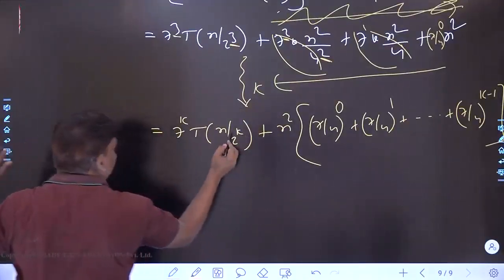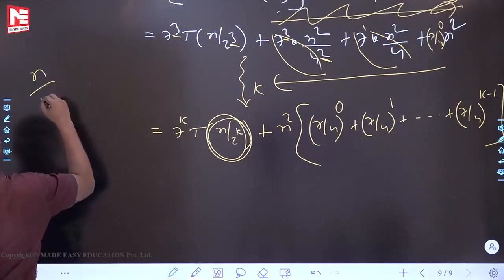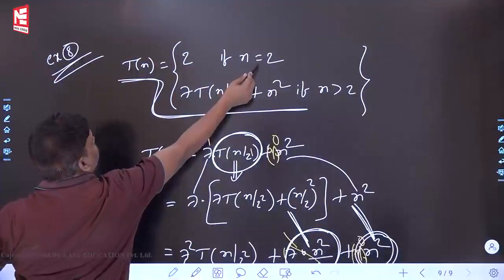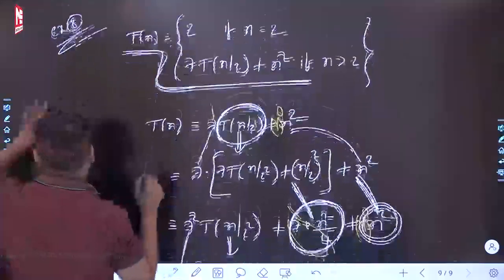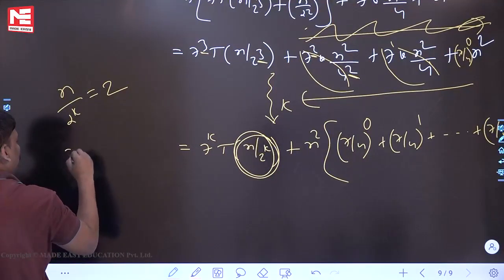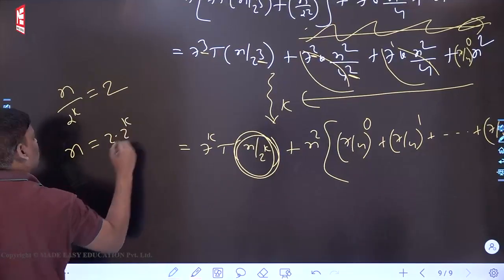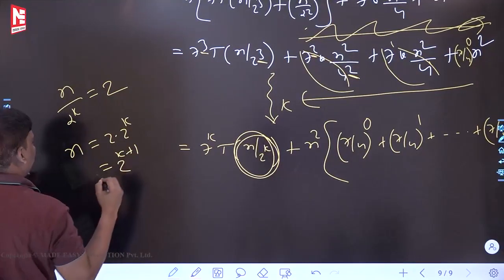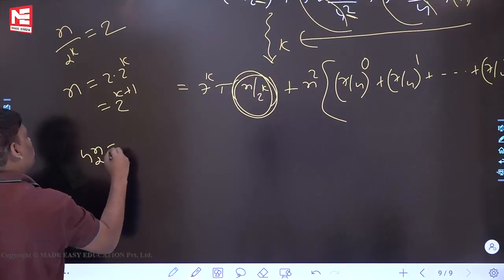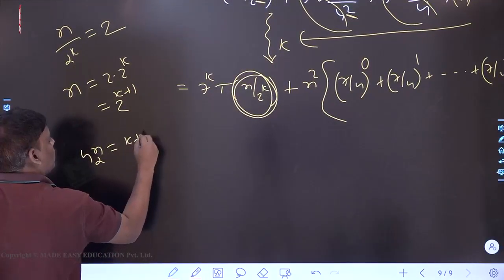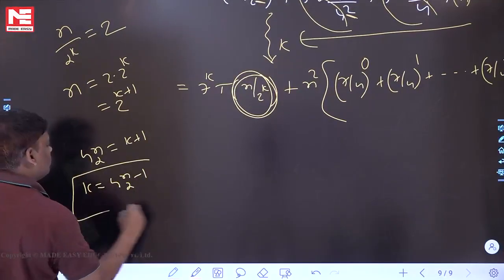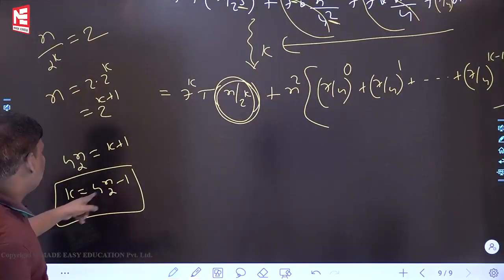Let's find out the k value. What is the k value? How to find it? Same way: n by 2 power k is equal to whatever the termination is. What is the termination in the problem? n is equal to 2. Termination is 2. This will become n by 2 power k is equal to 2. It will become n is equal to 2 into 2 power k, which is 2 power k plus 1. If you simplify this, log n base 2 is equal to k plus 1 log 2 base 2. Finally, k is equal to log n base 2 minus 1.